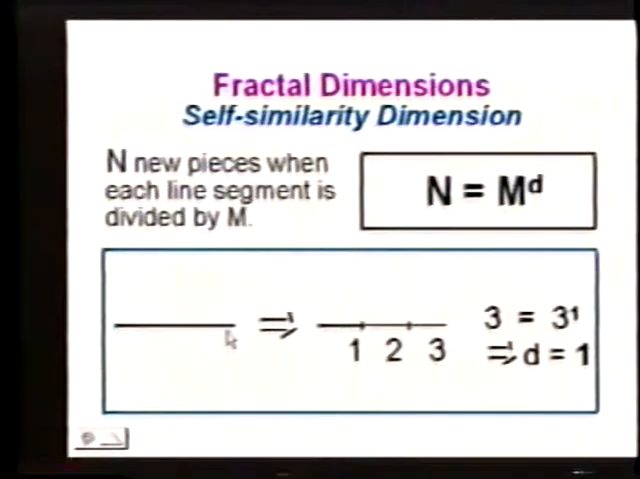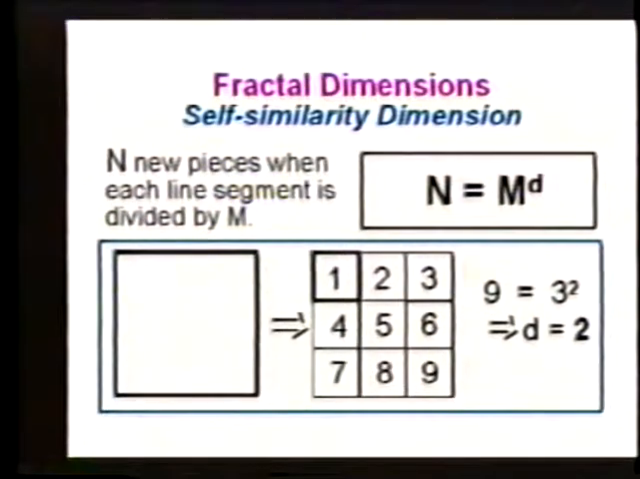So for example, if I have a line segment and I cut it into thirds, 3 pieces, 1, 2, 3. First of all, see that each of these pieces is geometrically similar, self-similar, to the original piece. So that's why this is called the self-similarity dimension. So each little piece is similar to the whole big piece. So now we cut it up into thirds, 3 line segments, and we see 3 pieces. So 3 equals 3 raised to the first power. That means the dimension of a line is 1. Okay?